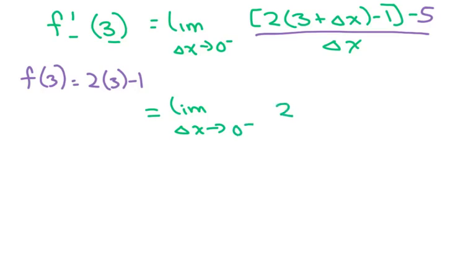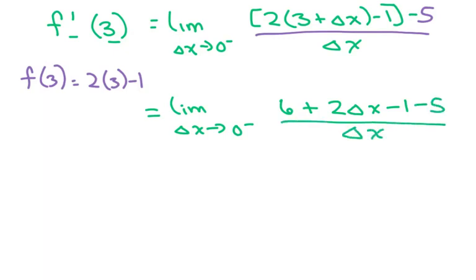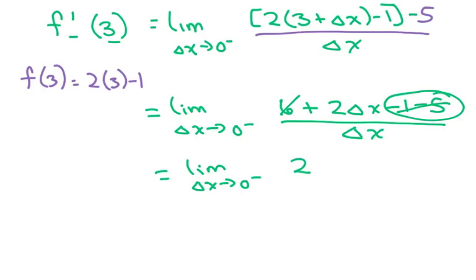Then we clean this up. And we get 6 plus 2 times delta x. Then we have minus 1. Then we have our minus 5 over delta x. And further simplifying, basically this cancels out because that's negative 6. So we have 2 times delta x over delta x, which equals 2.